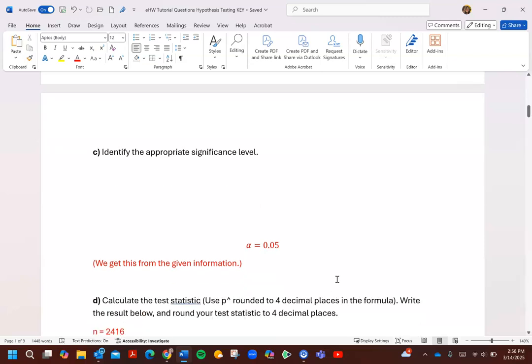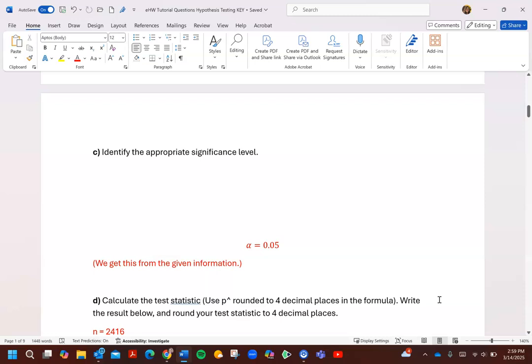So here we need to look at part D, the test statistic. We're going to use p hat rounded to 4 decimal places in the formula. Write the result below and round your test statistic to 4 decimal places. Now, depending on how My Open Math takes it, the rounding can be a little off, so do make sure you let me know if that's marking you down and I can go in and override it. I found mine to be just a teensy bit off, and StatCrunch gave it a little bit off. So first I'm going to show you by hand, but you can also do it in StatCrunch.